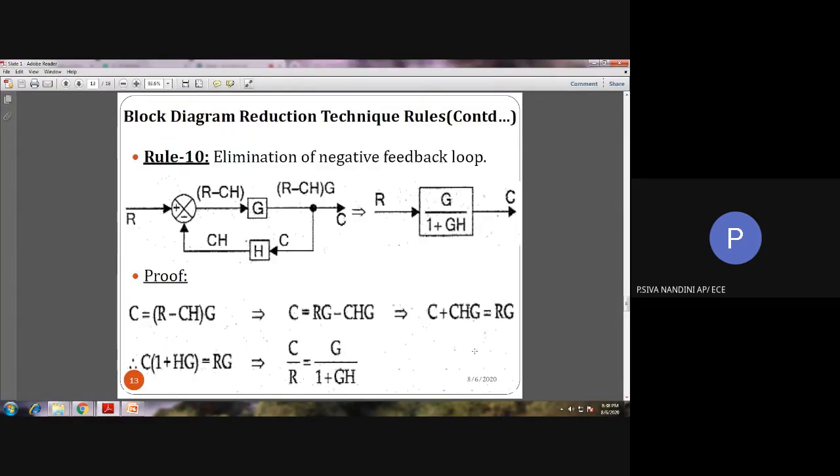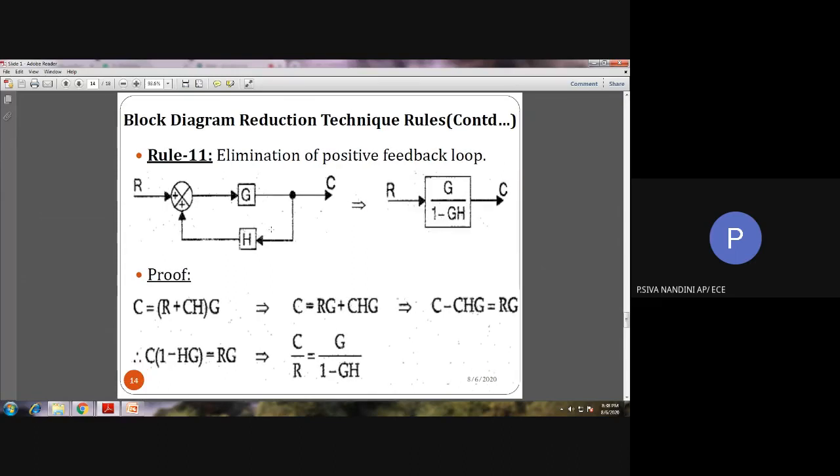Also, rule number 10 and 11 is nothing but eliminating the negative feedback loop, with the same procedure which we discussed in the previous slide, and the positive feedback loop elimination is also the same procedure as the previous slide.